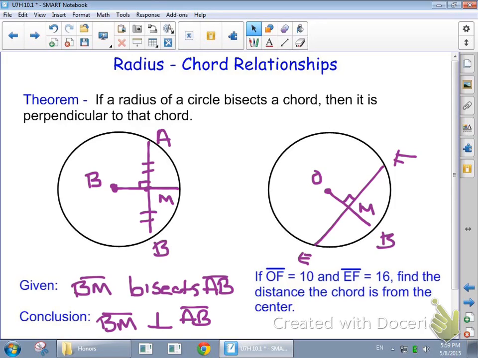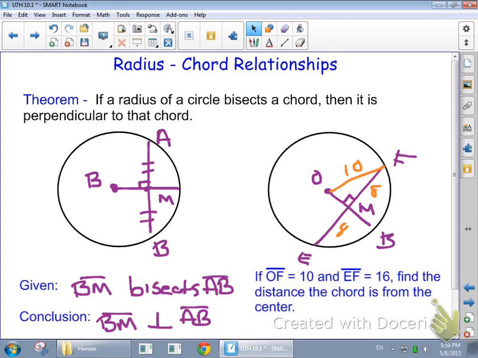Excellent, nice job. So here, let's just finish this up. Let me change my color. Let's go with orange. If I draw in my radius there, I know that OF is 10 and EF is 16. But because I know that OB is perpendicular to EF, I know that that radius bisects the chord. So if EF is 16, then I know each part here is 8.